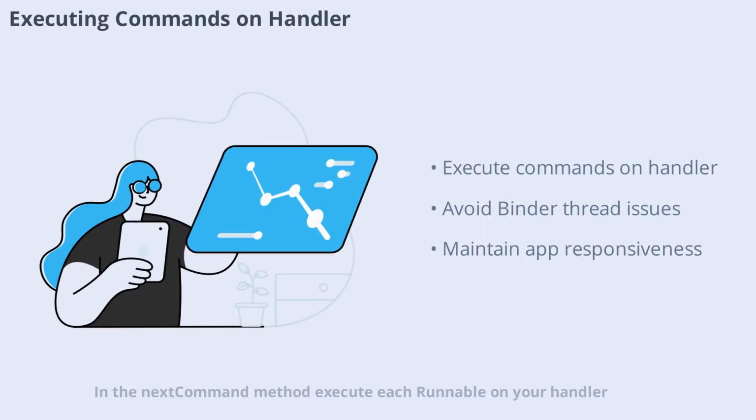In the next command method, execute each runnable on your handler. This ensures that BLE operations are never performed on binder threads, avoiding potential threading issues. By consistently using your handler for command execution, you maintain control over threading and keep your app running smoothly. This practice is recommended for all BLE applications on Android.